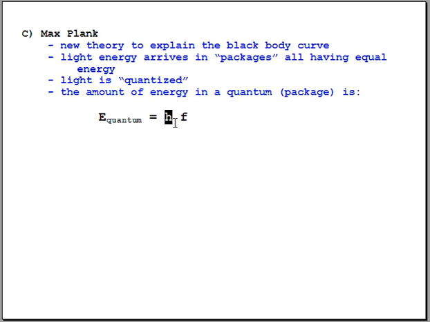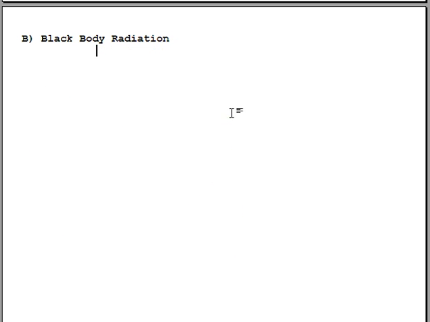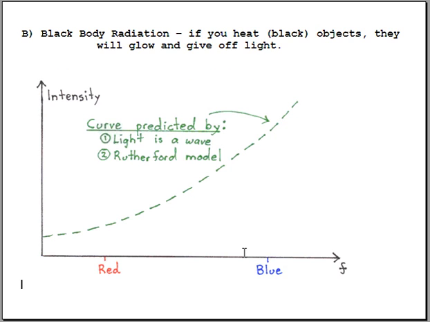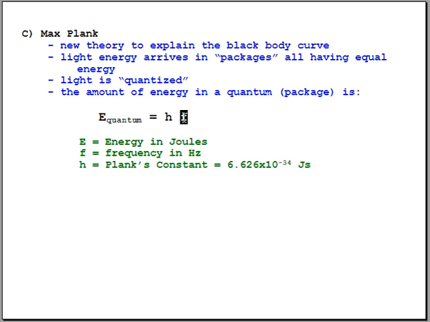You can multiply that by Planck's constant, and you can see how much energy is on board each quantum. Now remember, I'm going to go back in the notes here. Back here we said, oh, blues have higher frequencies than red. So if blues have a bigger value for F, for frequency, then we're going to get a bigger value for E. And so here's a little legend of what all of the items are.